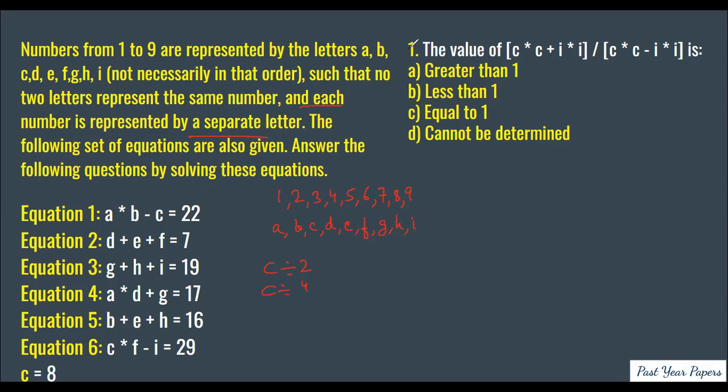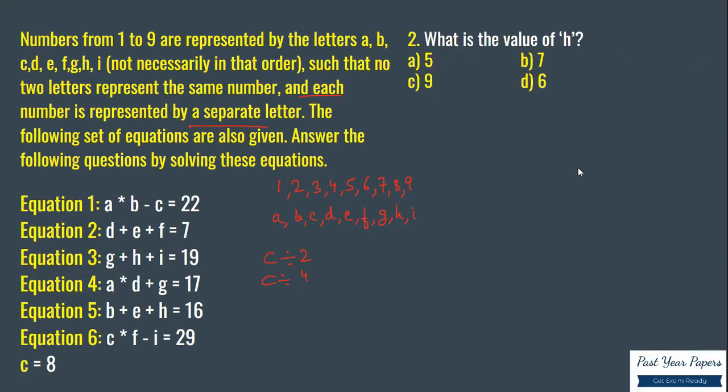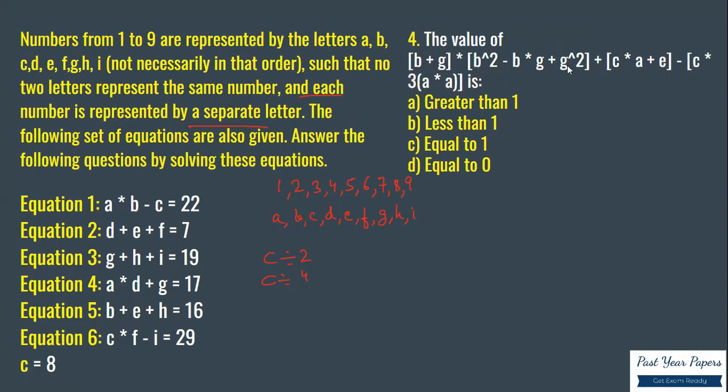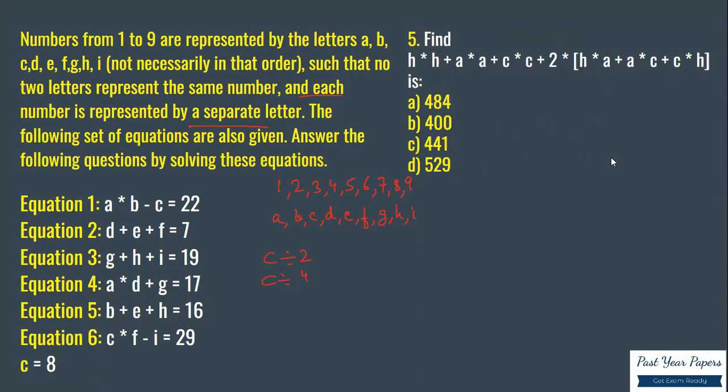So we have 5 questions. Let's have a look at these 5 questions. In the first question, we need to find the value of this expression. In the second question, we need to find the value of h. In the third question, we need the value of this expression. To find the value of this expression, we need d and e's value. In the fourth question, again, we need to find the value of this expression. In the fifth, we need to find the value of this expression.